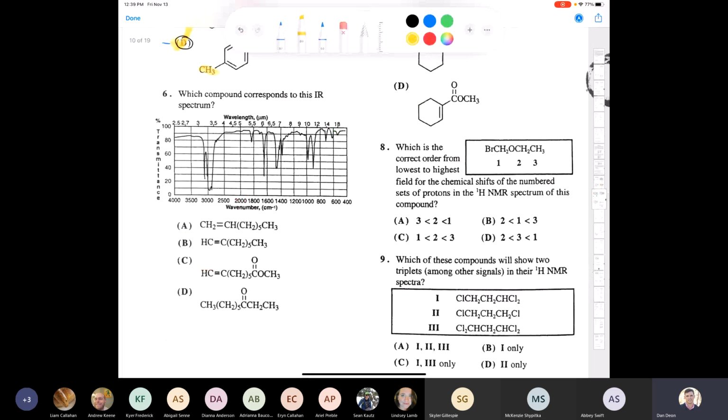Number 6. More IR. Which compound corresponds to this IR spectrum? I'll give you a second to take a look at it.